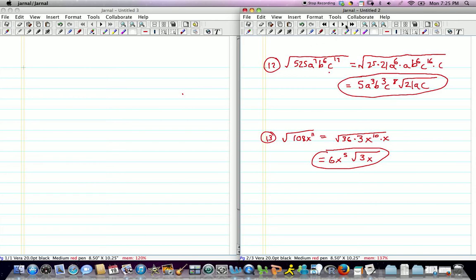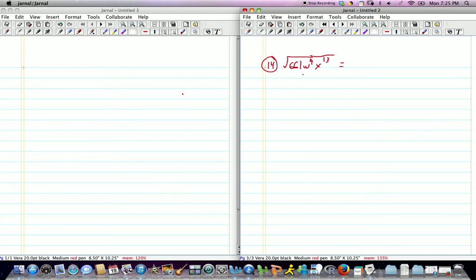Similarly for 14, I'm going to look at 661. 661 is actually a prime number, which means that it has no other factors except itself and 1. So I can't break it down, so I just have to leave it 661. W to the 4th I'm going to leave because I'm going to be able to take the square root of that. And then I'm going to break down x to the 13th into x to the 12th times x because we want that even number.